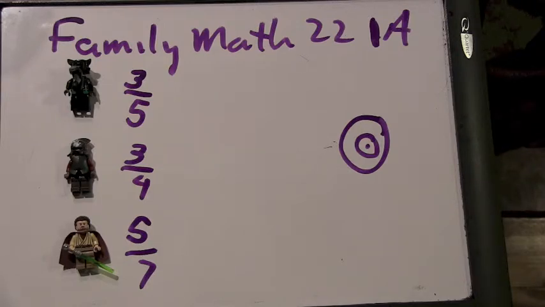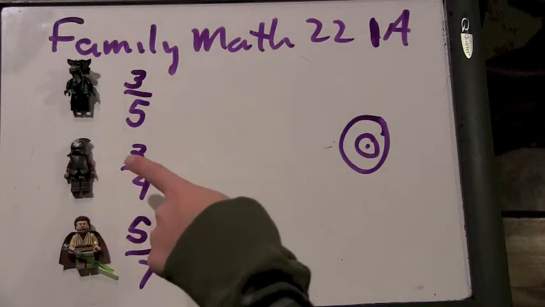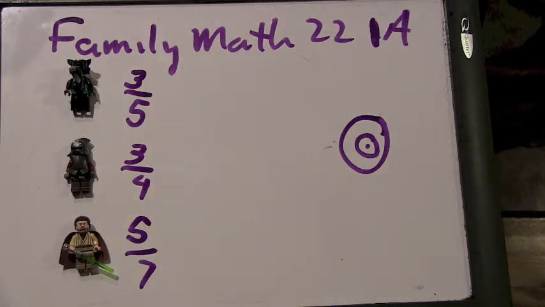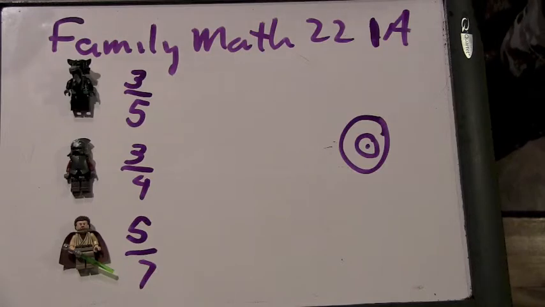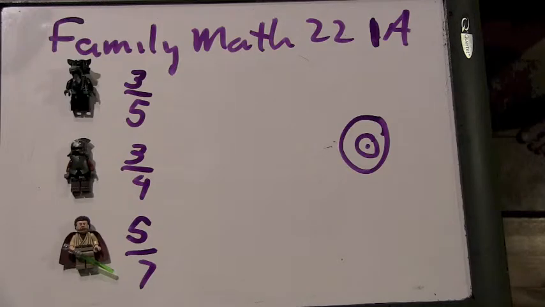So we need at least one person to hit the target. Well, this guy hits the target the most often. So he has the highest probability of hitting the target. That's true. What else could we see? They're all firing one arrow.